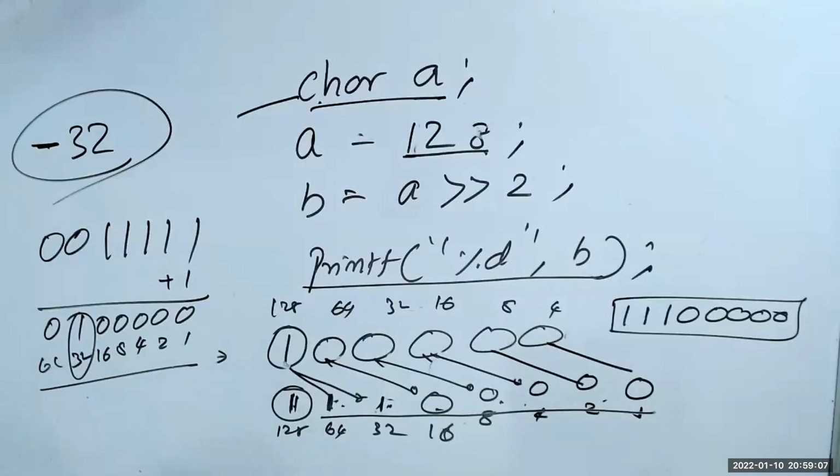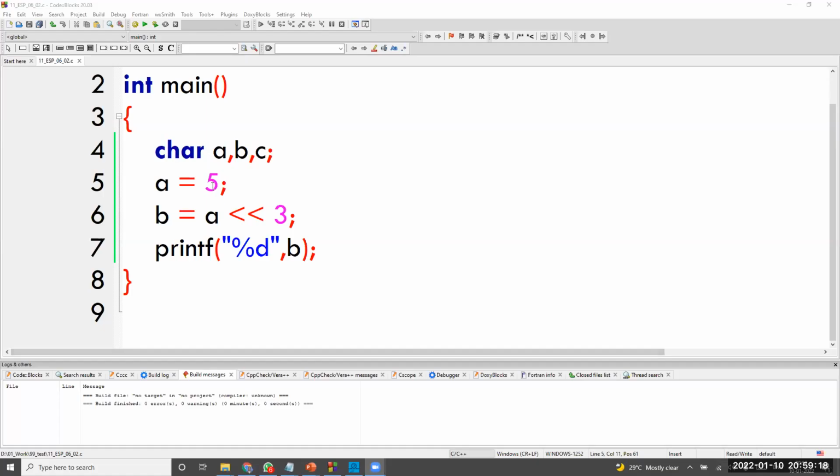Okay, now let us see this in the program itself. Let me go back to the screen and see how we could see that. Now you see here, I've written A equal to 128.